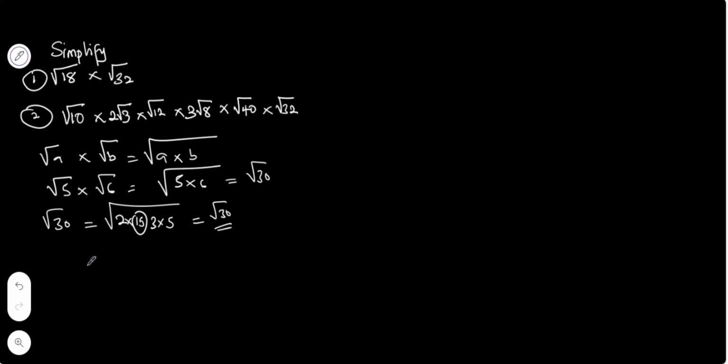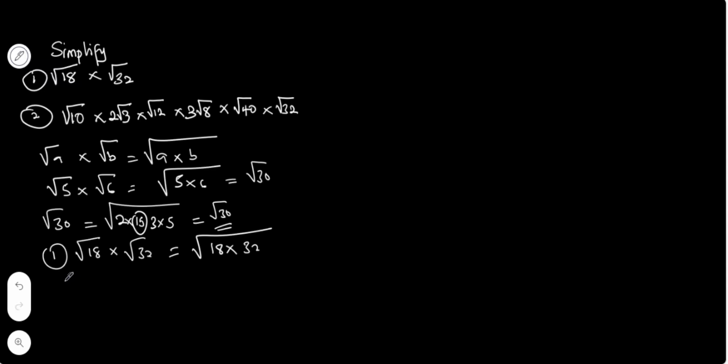Now, for our question number 1, we have root 18 times root 32. This is the same thing as having root of 18 times 32. You see, don't stress yourself. In case you are not able to multiply 18 times 32, and of course there is no calculator, just simplify 18, simplify 32, and you'll be able to multiply 18 and 32.